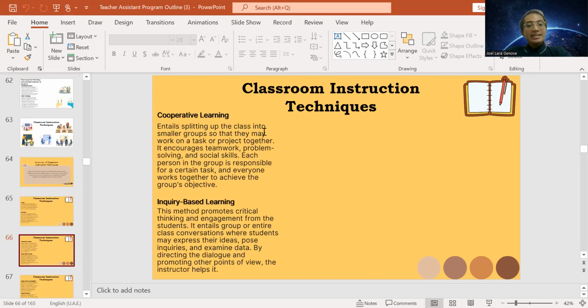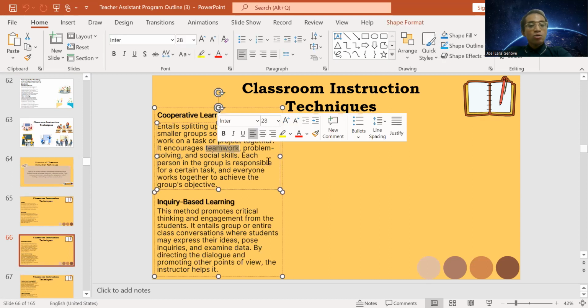Cooperative learning entails splitting up the class into smaller groups so that they may work on a task or project together. It encourages teamwork, problem solving, and social skills. Each person in the group is responsible for a certain task, and everyone works together to achieve the group's objective. Look carefully. It encourages teamwork, problem solving, and social skills.